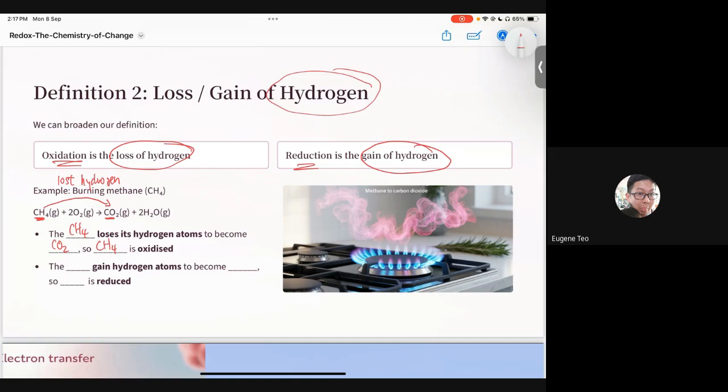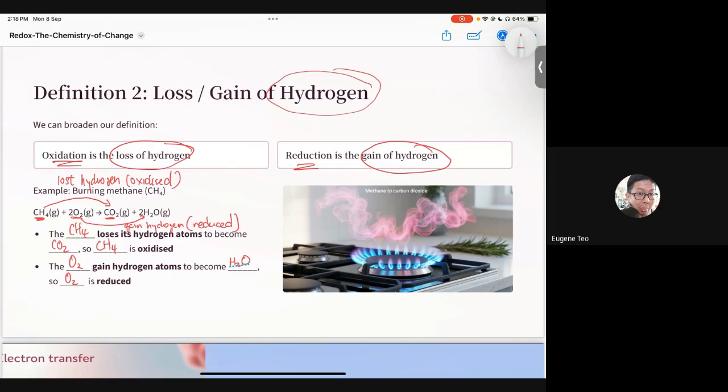Okay. Next one, what you realize is that oxygen is the other reactant. So oxygen actually gained hydrogen to become water. Okay, to become water over here. So if we gain hydrogen, therefore this is a reduction. So loss of hydrogen, oxidized; gain hydrogen, this is reduced. So in this case here, we say that O2 gained hydrogen atoms to become H2O. Therefore, O2 is reduced. Okay.